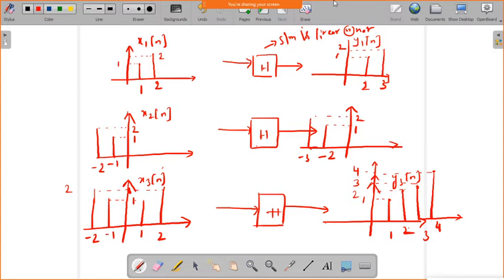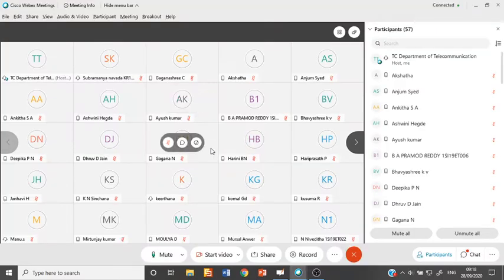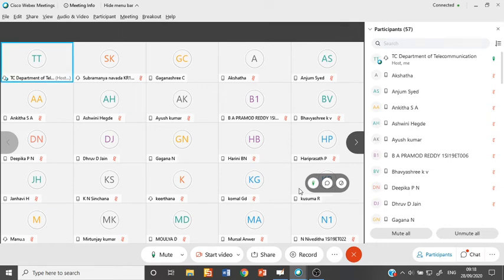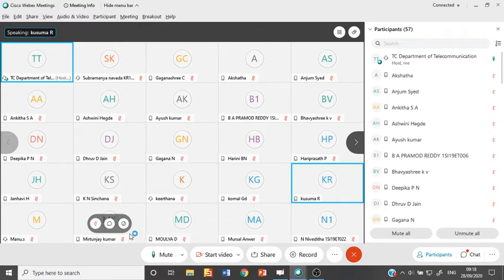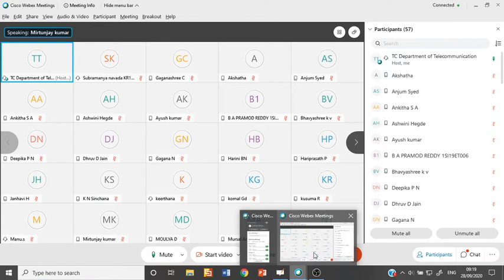So anybody is having any doubt? Did you get it, this one? Hello? So anybody is having any doubt? Gagana? Hello? Kusuma? Doubt, sir. Okay. Mrutyunjay Kumar, are you doing the problem? No doubt, sir. Okay. So now we'll do another problem.